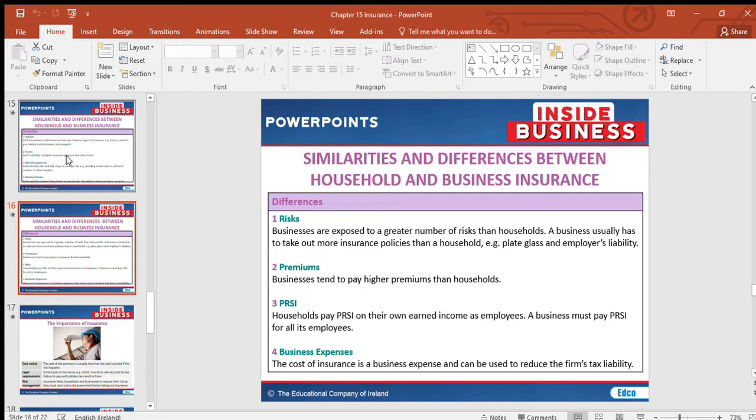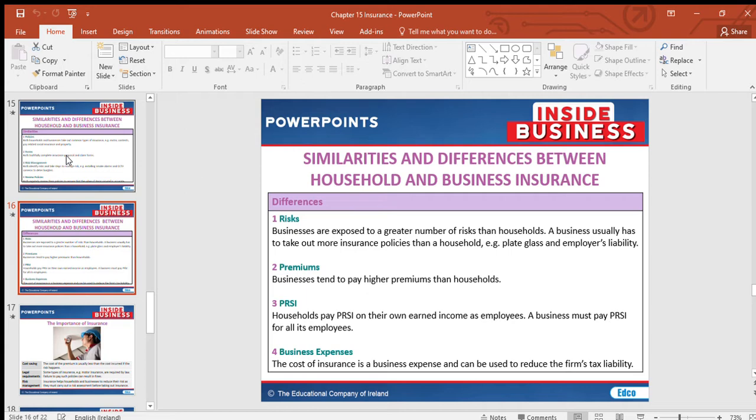And fourth and final, business expense. The cost of insurance is a business expense that can be used to reduce the firm's tax liability. Insurance is encouraged for businesses, to get as much insurance cover as you can. So what we do there basically is you can get some form of tax relief as a business, and if you pay into getting insurance, some of that money may not be taxed.